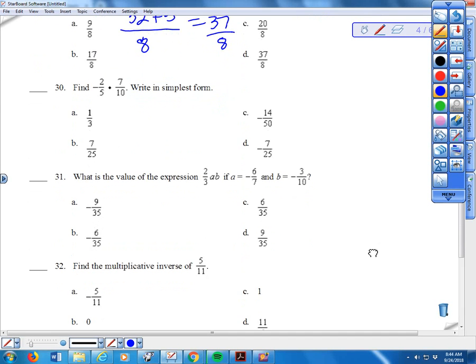Okay, when I multiply fractions, first off, I've got a negative and a positive. It's a negative times a positive. A negative, so I know my answer is going to be negative. So I can already tell this isn't going to be it. It's one of these two. When I multiply fractions, we just multiply the numerator across, multiply the denominator across. So 2 times 7 is 14. 5 times 10 is 50. Can I simplify this? Yes.